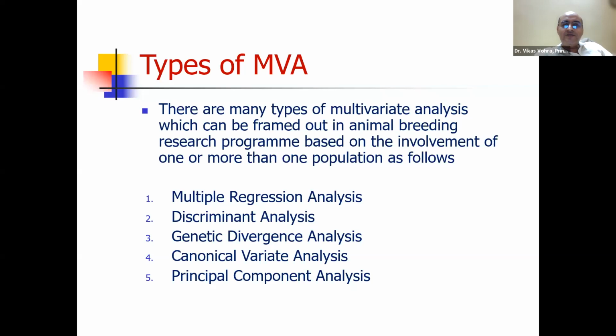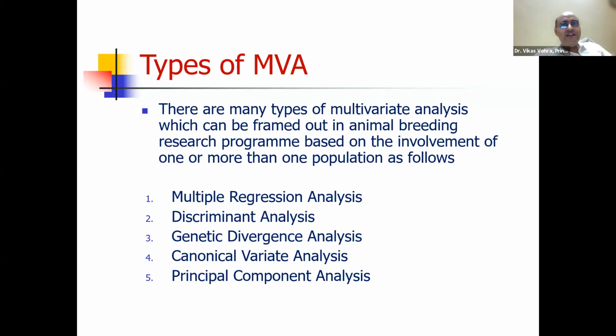Multiple regression analysis is one of the very good and widely used techniques, where we predict an outcome variable based on certain independent variables. We use discriminant analysis to discriminate between one or two populations. We can use genetic divergence analysis to see whether two individuals are from the same or different genetic backgrounds. We do canonical variate analysis to classify into one group or the other, and then we can do principal component analysis.